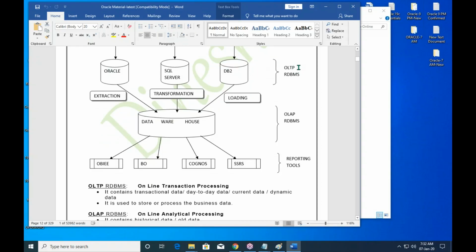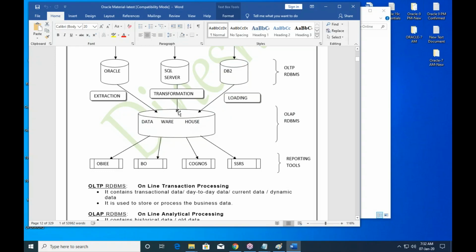What about OLAP? Listen guys, 2019 is completed. So where is the 2019 data? In 2019, October, November, December is the last quarter, quarter 4 of 2019. That data is already loaded into the data warehouse.